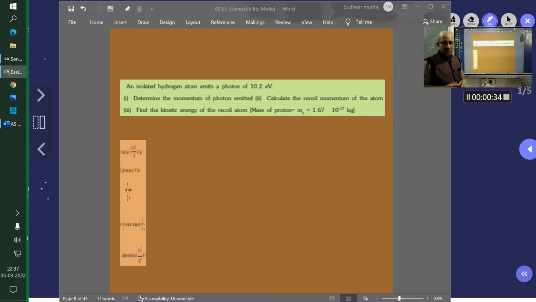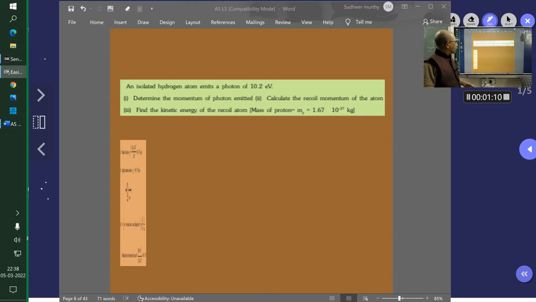On visual inspection of this numerical, it is very evident from the basics of mechanics that the momentum of the photon, as it gets ejected out of the atom, must be equal and opposite to the recoil momentum of the atom. So if you find the momentum of the photon, then that must be equal and opposite to the momentum of the atom. Primarily, finding the momentum of the photon becomes predominant. It is more important here.